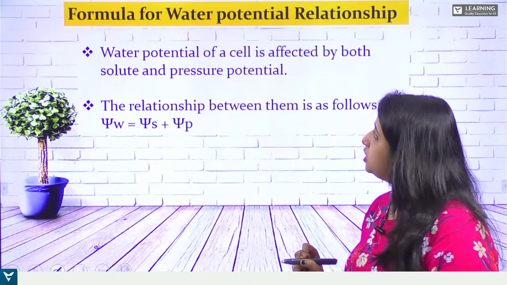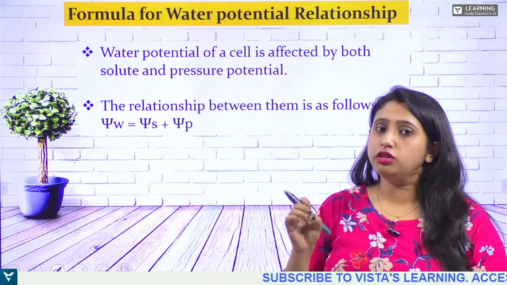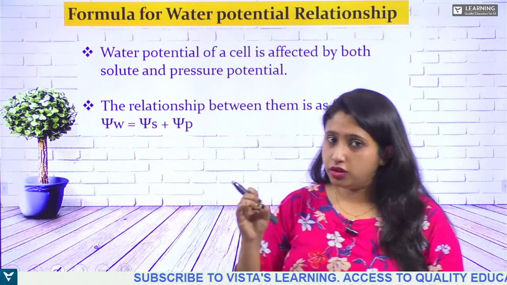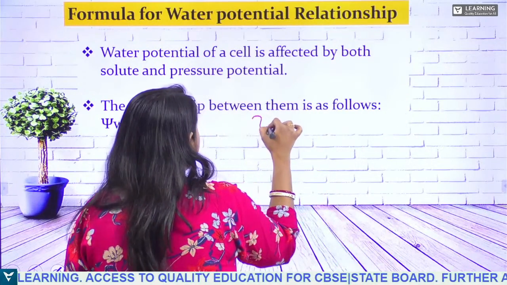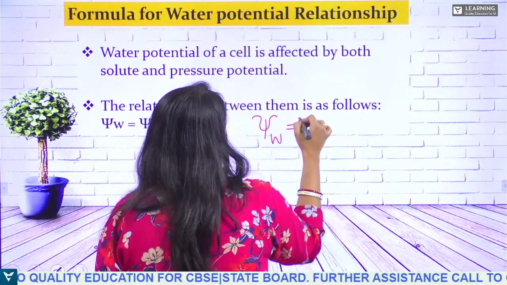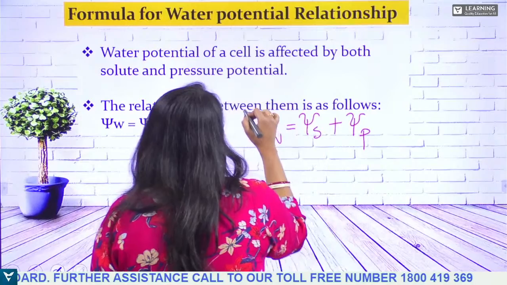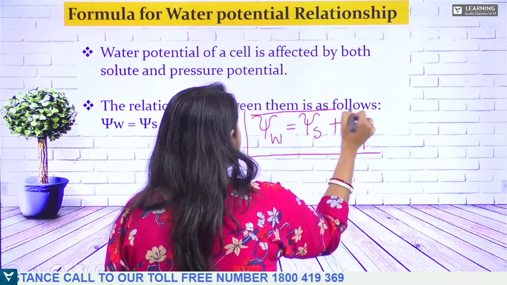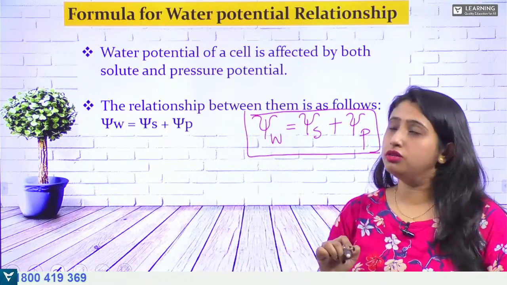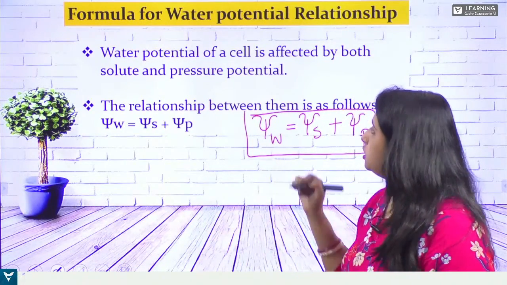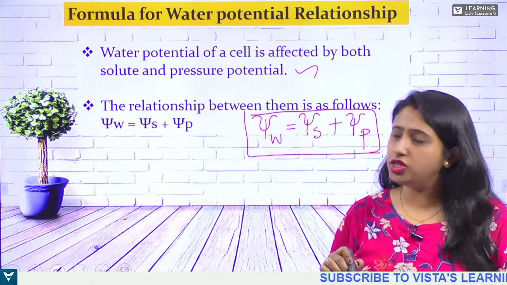So next, let us see the water potential relationship. There is a relationship provided for the plant water relationship, we call it. What is that relationship? That relationship is written as psi W equals psi S plus psi P. Okay, so this is the relation which is very important for a 1 mark question. The water potential of a cell is affected by both solute potential and pressure potential, right?